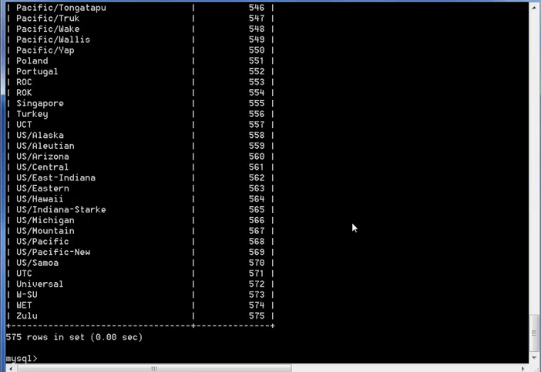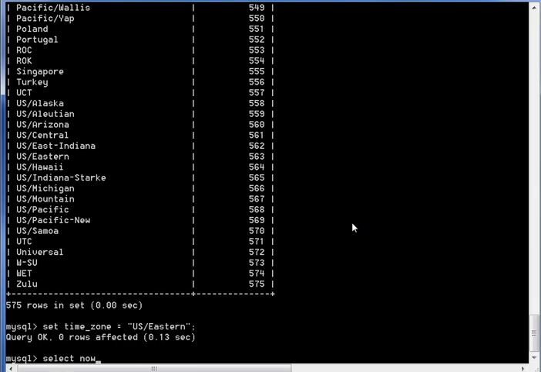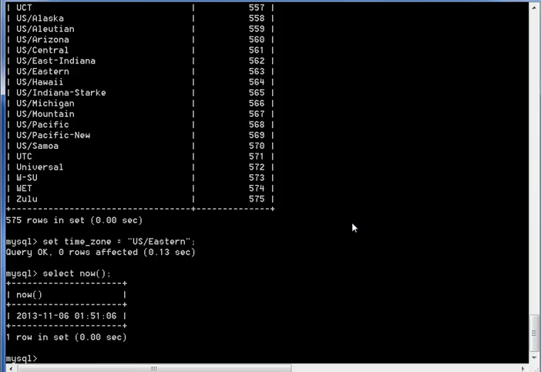Now, the presumed current time zone is given by variable time_zone and can be set thus, with this being the new time zone. Let's use US Eastern, for instance, and we'll find that we've now shifted to 1 o'clock in the morning, since that's what it is currently on the East Coast. Now, this will affect the times given by all local time zone functions, and the setting lasts for the current session. There are ways to set it permanently for the server if you like. Check the docs for those.